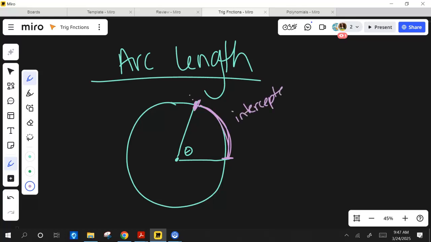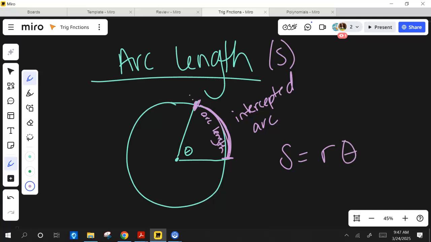Now, y'all should have learned that in geometry, but I'm going to say you might not have. Intercepted arc means it's where the angle intercepts the arc. So that little piece, this little purple piece, would be the arc length. So what we're doing is finding a portion of the circumference of the circle. To find arc length, we use S to represent arc length, and it's radius times theta.